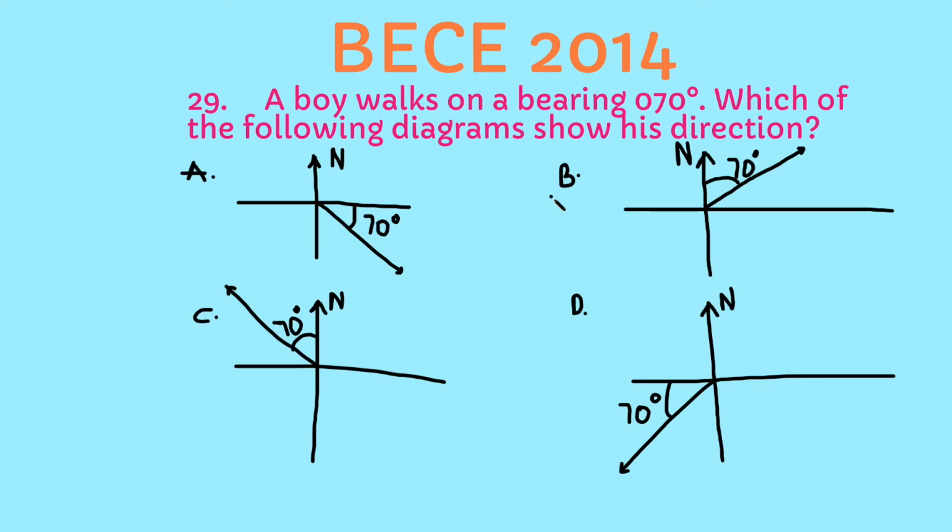Finally, for question 29, that is last but one. A boy walks on a bearing of 70 degrees. Which of the following diagrams shows his direction? Our answer will be B. Yes, because this is actually the angle bearing for 70 degrees. If you haven't gotten your angle bearings well, I would advise that you take time and spend time studying angles and their bearings so that you don't find yourself trapped doing quick one answer on your objective solving questions, trying to choose A, B, or C.